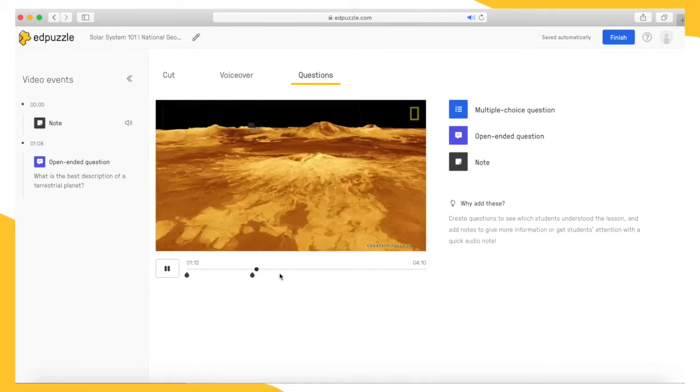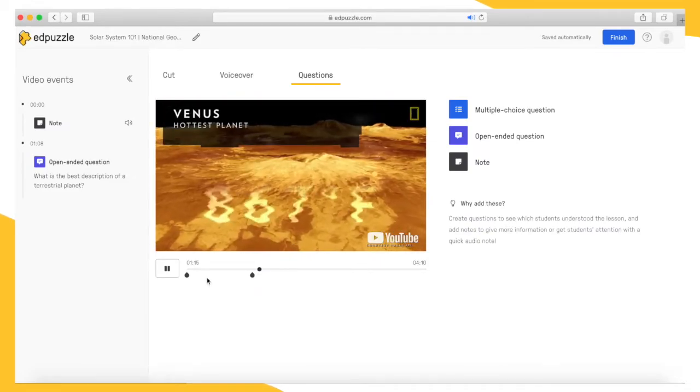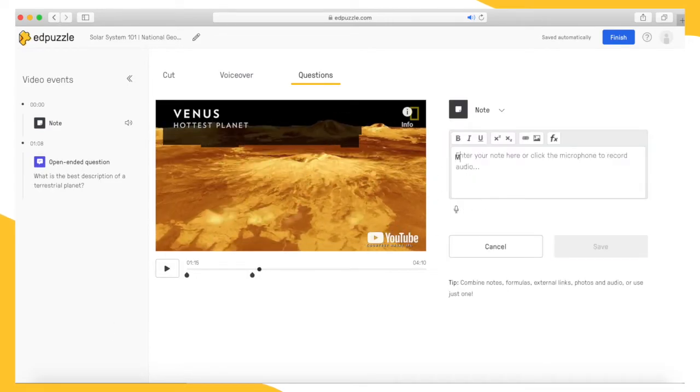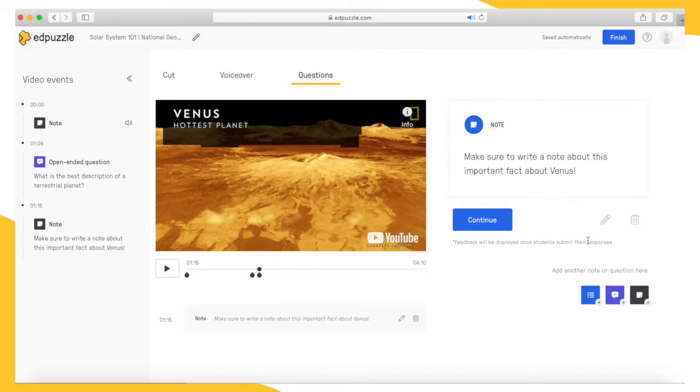You can also include helpful hints for students on what they should be taking notes on. We can embed a note that says, make sure to write a note about this important fact on Venus. That way, we can ensure all students are focusing and committing to memory the most important information.